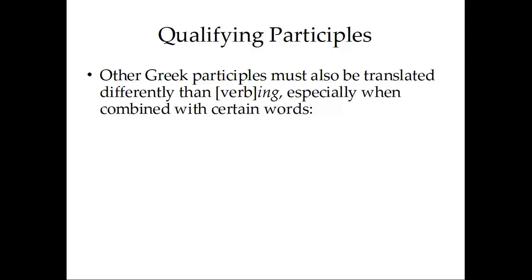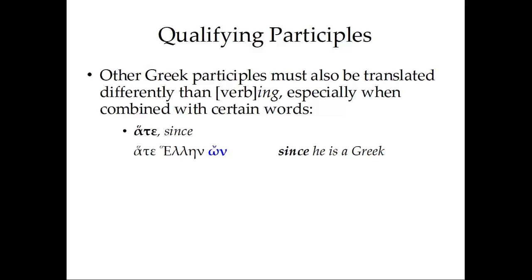Now, let's look at some other kinds of participles. Other Greek participles must also be translated differently than verb plus -ing, especially when combined with certain words. So we're going to see some qualifying words that really help to bring out the kind of participle we're dealing with. For instance, hate, "since." If we add a participle to it, hate plus participle, we get something like hate Hellen on, "since he is a Greek." Here there's no ambiguity.